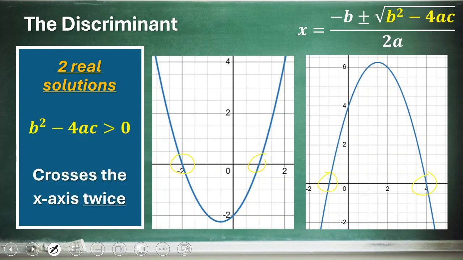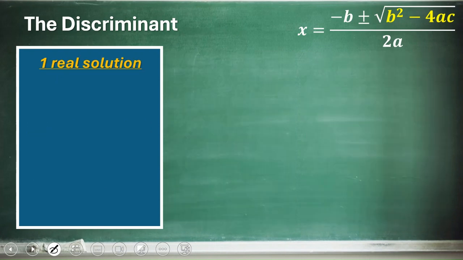What you're going to notice here is that when you put this into the discriminant, what's underneath that root bar is positive and it's greater than 0. So that creates a graph that crosses the x-axis twice.